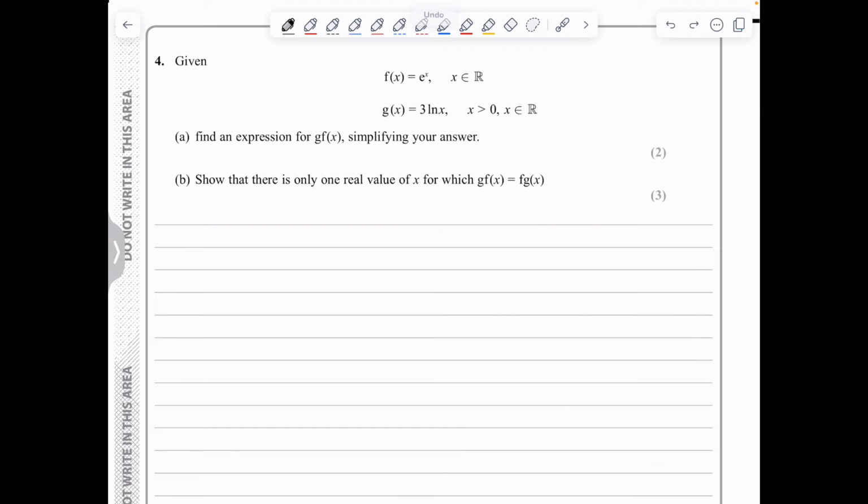This means that the n is equal to 3, the a is 10, and the b is simply 1. In question 4, we've got two functions, f of x and g of x, and we need to find an expression for the composite function gf of x, simplifying our answer.